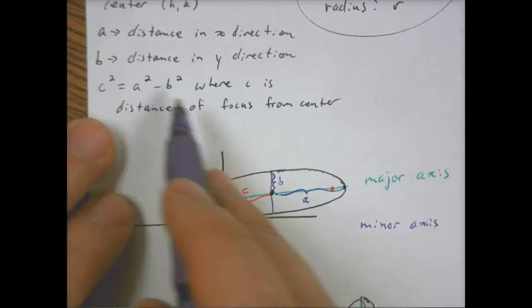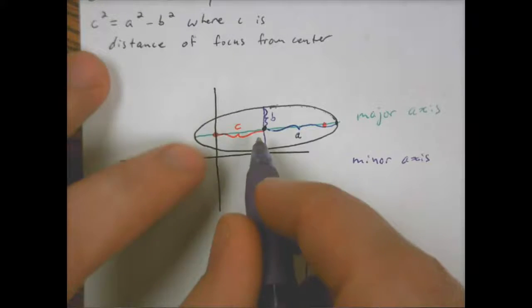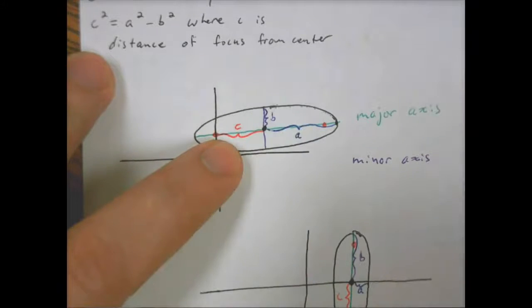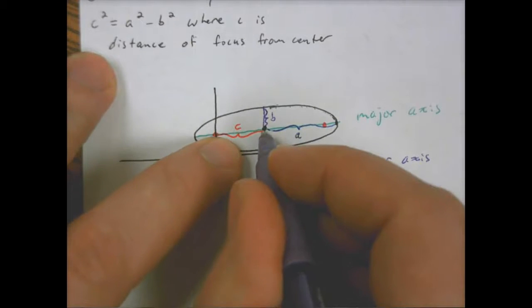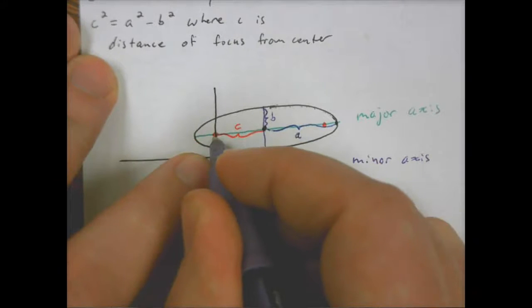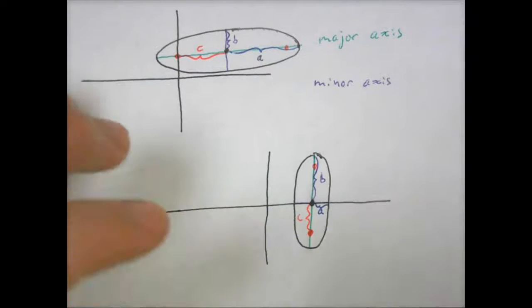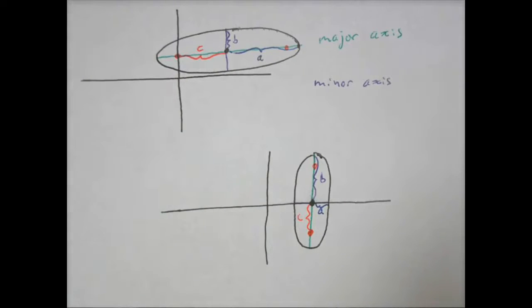C, like we said, was our focus. The distance c is the distance of the focus from the center. So the focus is always going to lie on your major axis. So here, your major axis is your x-axis, so you're going to go the focus distance away from the center in that direction. In the other graph, you go the focus distance away from the center on your y-axis, since your y-axis is your major axis there.